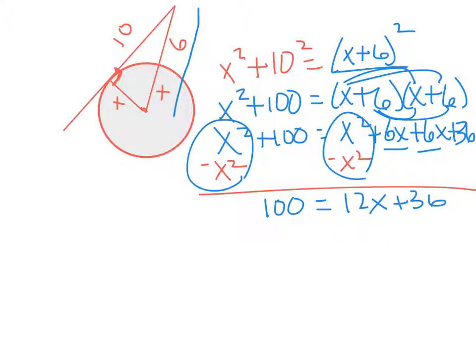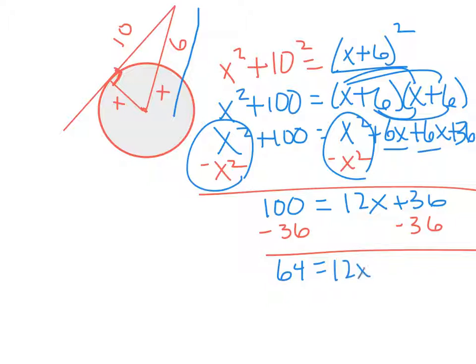So then I can just isolate the x term. So 64 equals 12x. Divide both sides by 12x. I'm sorry, by 12. So x equals 5 1/3.